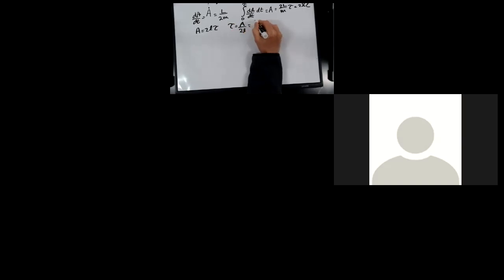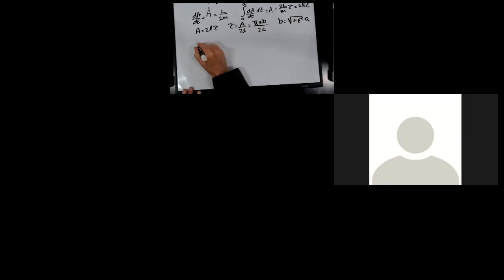And here you have to grab a little geometry. That's pi AB, where A is the semi-major axis and B is the semi-minor axis. It's the area of an ellipse, and that's over 2L. In your book, I go into this, but the semi-minor axis of an ellipse is the square root of 1 minus the eccentricity squared times the semi-major axis. That's the relationship between those two. And so that means tau is equal to pi a squared times the square root of 1 minus epsilon squared over 2L.